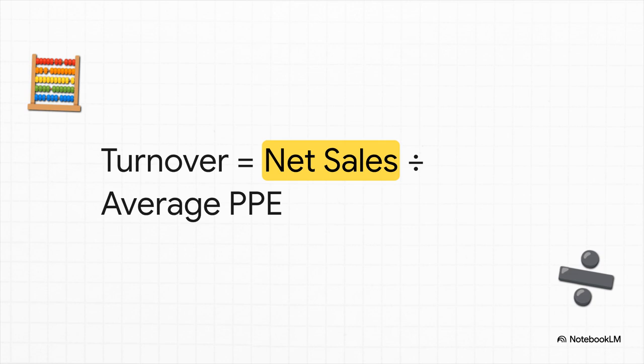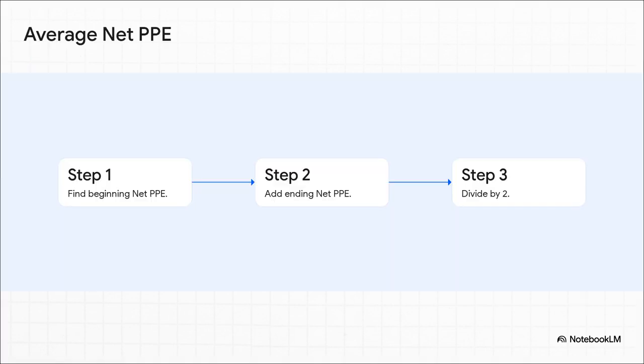Notice those two specific words, average and net. I can't stress this enough. This is exactly where people slip up on exams. Now you might be wondering, why do we even need the average in the first place? Well, it's because activity ratios are pulling information from two totally different timelines. The income statement covers a full period of time, like a whole year, right? But the balance sheet? That's just a snapshot at one single moment in time.